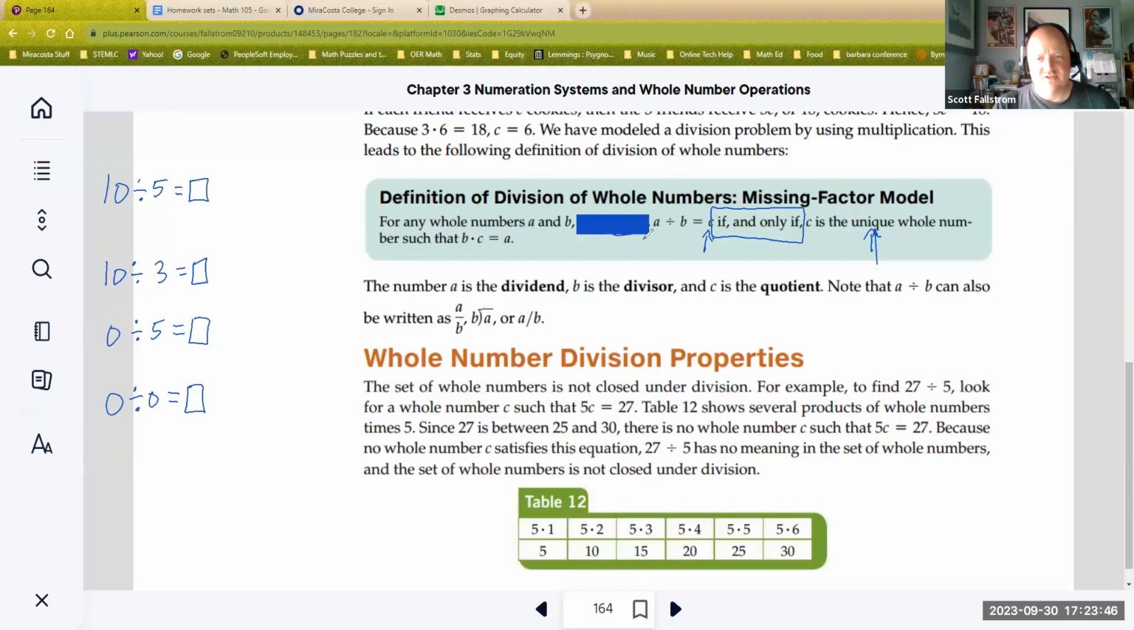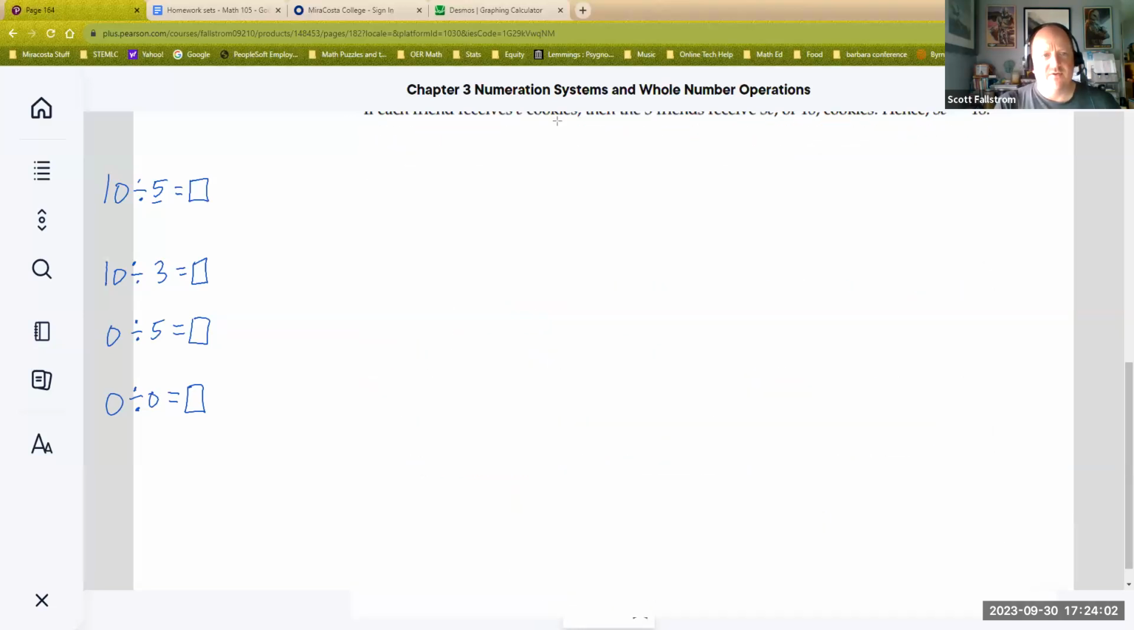Okay, so each one of these equals some box if and only if that box, whatever that number is, is the unique whole number such that B times C equals A. So our divisor times the box gets you back to the quotient. So let's do a couple of these to see how that definition plays out.